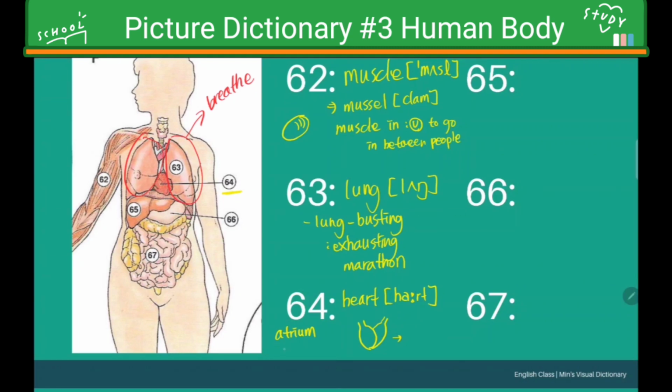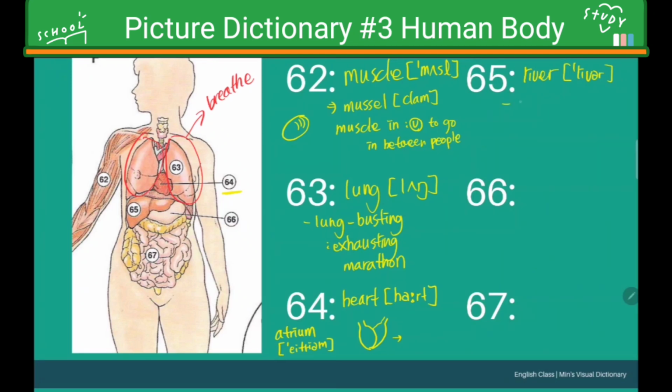Atrium. We pronounce this one as atrium. So left atrium and right atrium. And 65, we have liver. So this section right there, and the pronunciation is like that, liver.